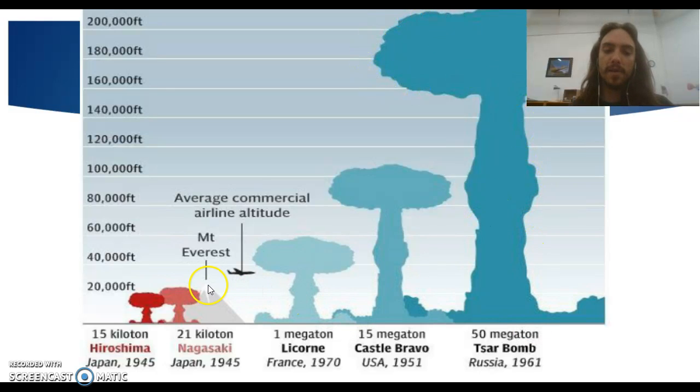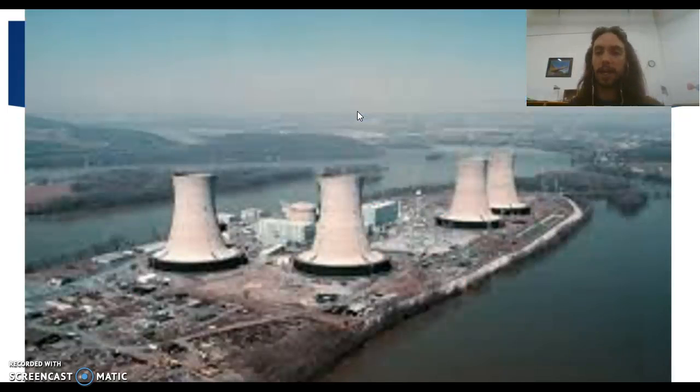Okay, so here's Mount Everest. Here's where you fly, 30,000 feet. And then here are the 2 atomic bombs we dropped in World War II that completely devastated Japan. So imagine one of these bad boys anywhere on Earth. It's going to devastate the whole Earth, basically, if you put this on a metropolis area. So, think about that. Nuclear bombs are not good.